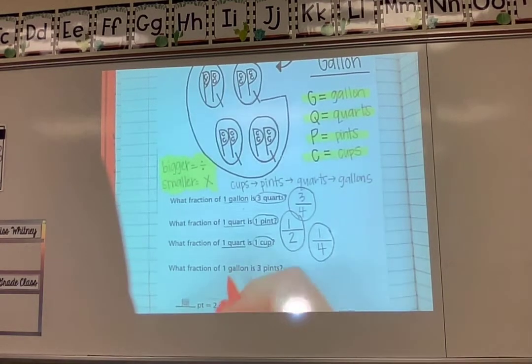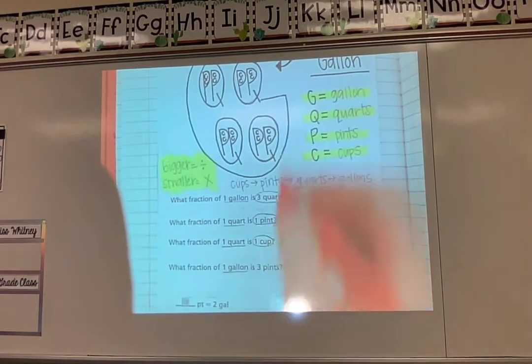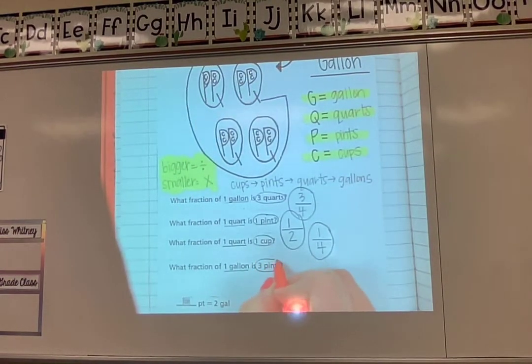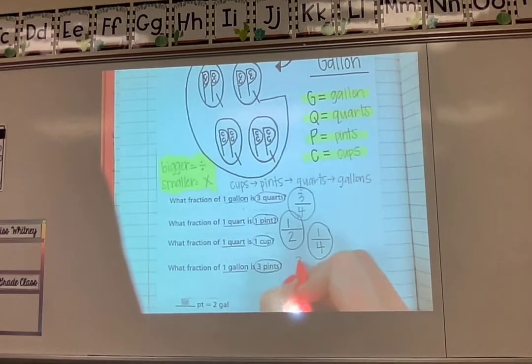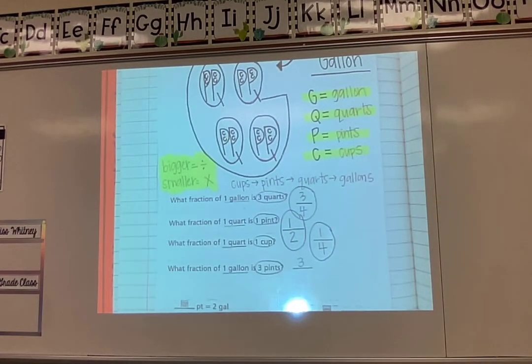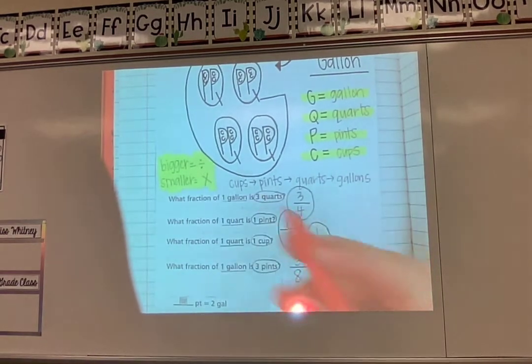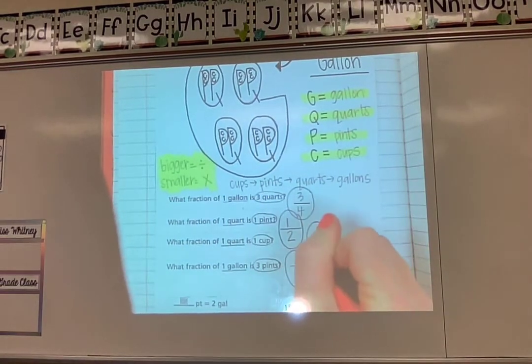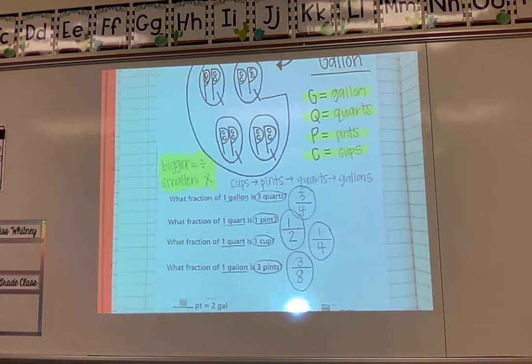What fraction of 1 gallon, so I'm looking at the whole picture, is 3 pints? Okay, I have 3 pints. That's my top number. How many total pints are there in a gallon? 8. Remember, pints are the P's, so I would count all of those. There are 8 in that gallon, so I would have 3/8 of them. So it's just how many you have out of how many total there are.